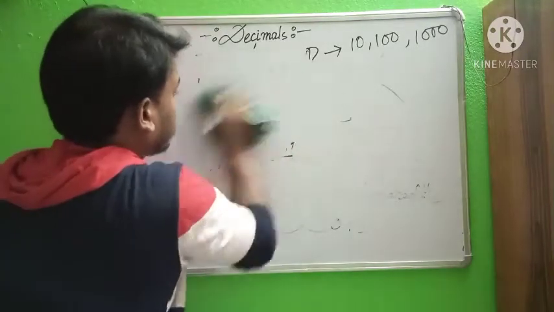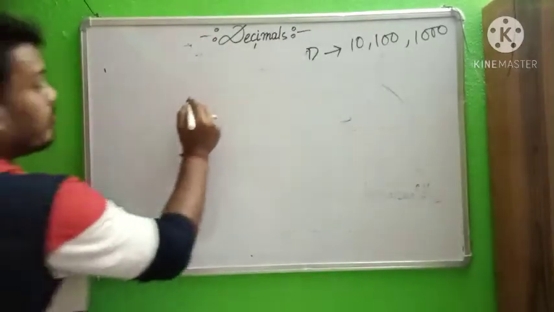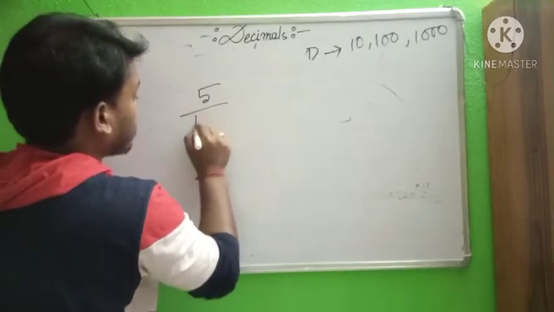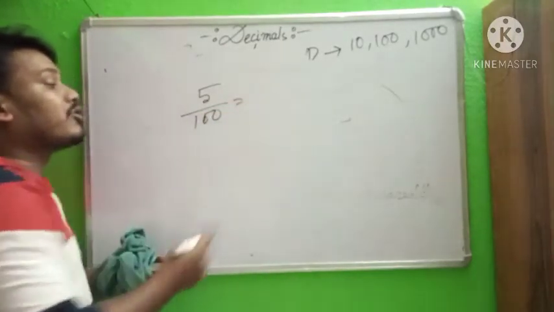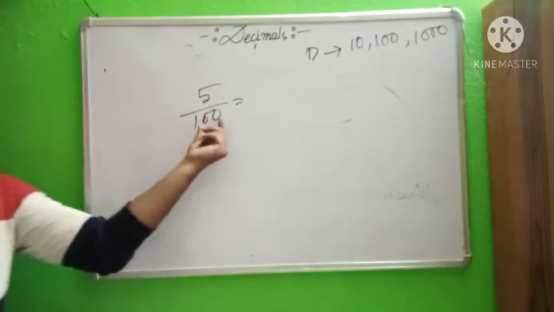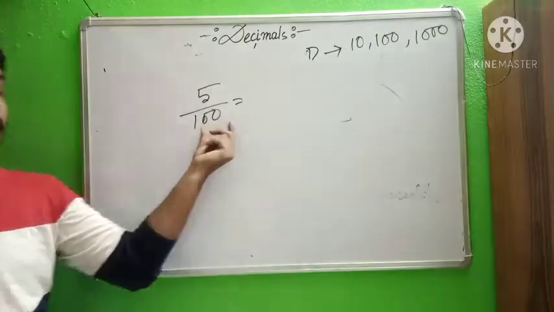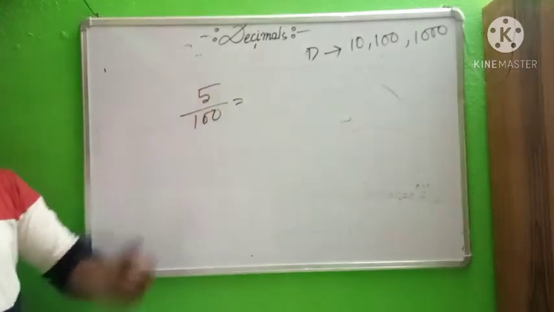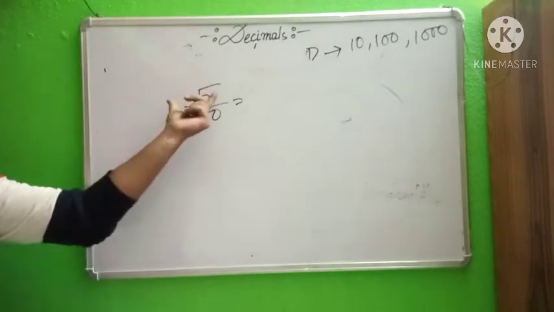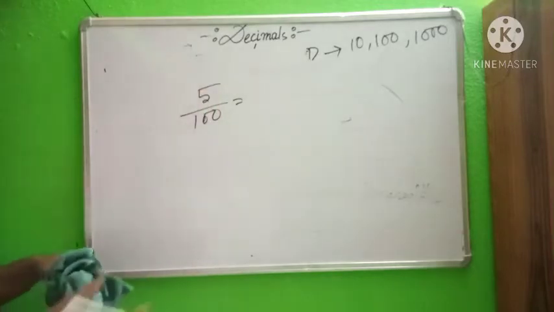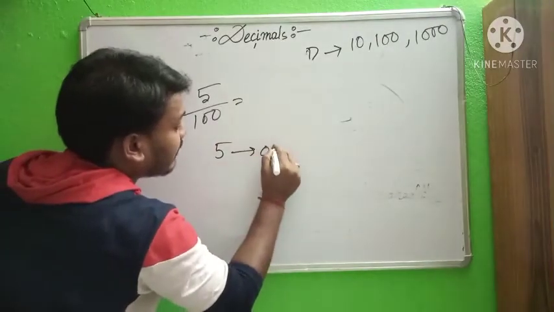So if I give one example, 5 by 100 equal to how much? The number of zeros is 2. So we make the numerator two digits in our mind. No need to write it. We make the numerator two digits. So 5 can be written as 05.